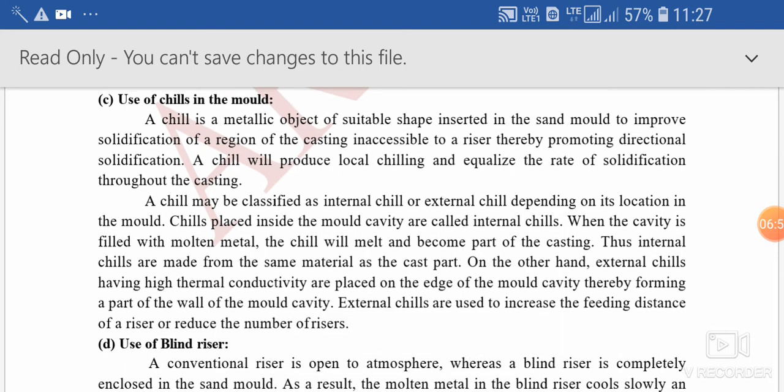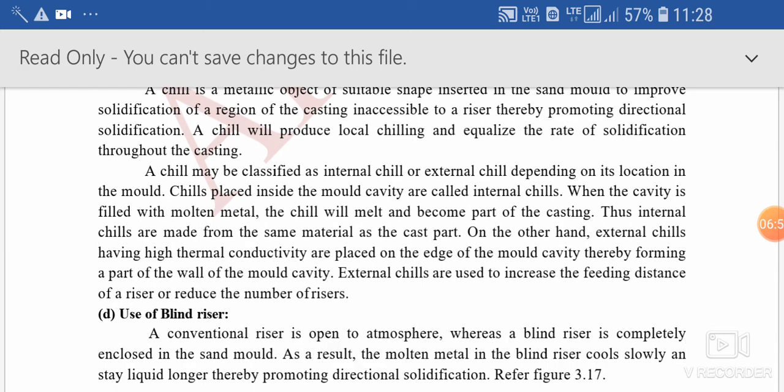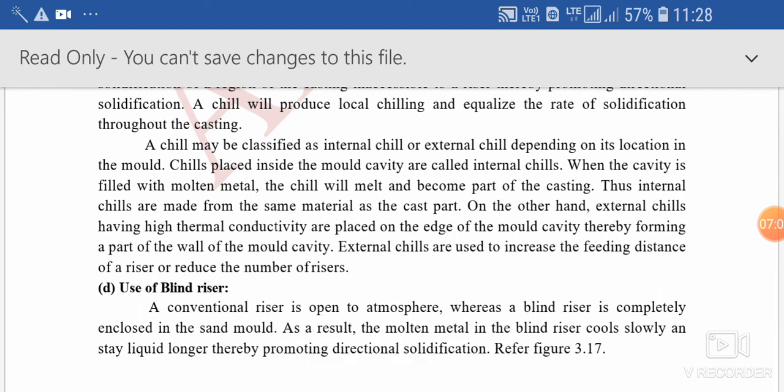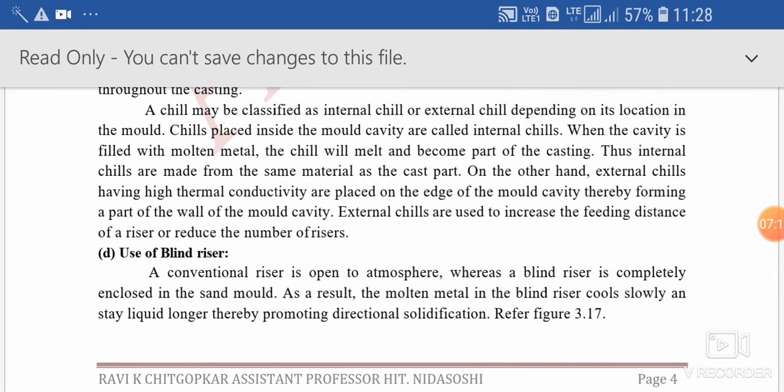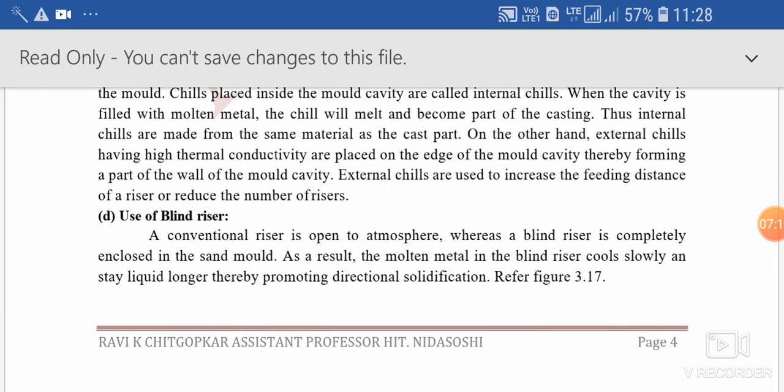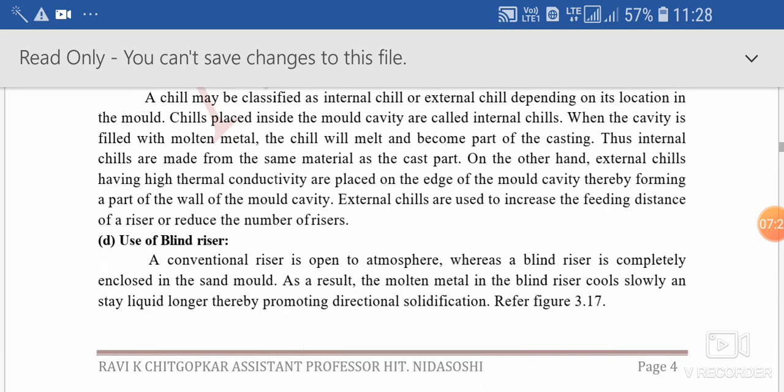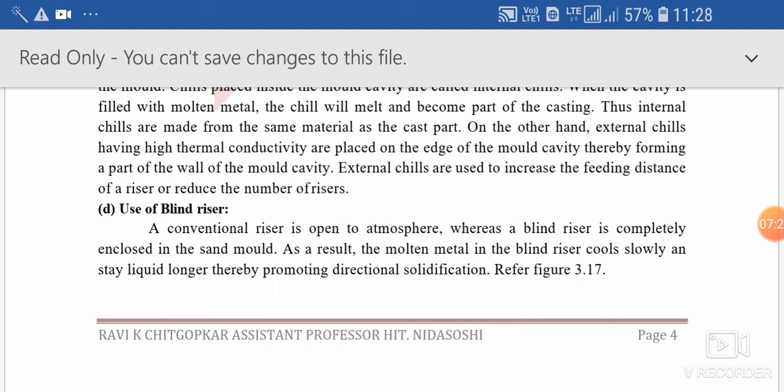Chills placed inside the mold cavity are called internal chills. When the cavity is filled with molten metal, the chill will melt and become part of the casting. Thus, internal chills are made from the same material as the cast part. On the other hand, external chills having high thermal conductivity are placed on the edge of the mold cavity, thereby forming a part of the wall of the mold cavity. External chills are used to increase the feeding distance of the riser and to reduce the number of risers.